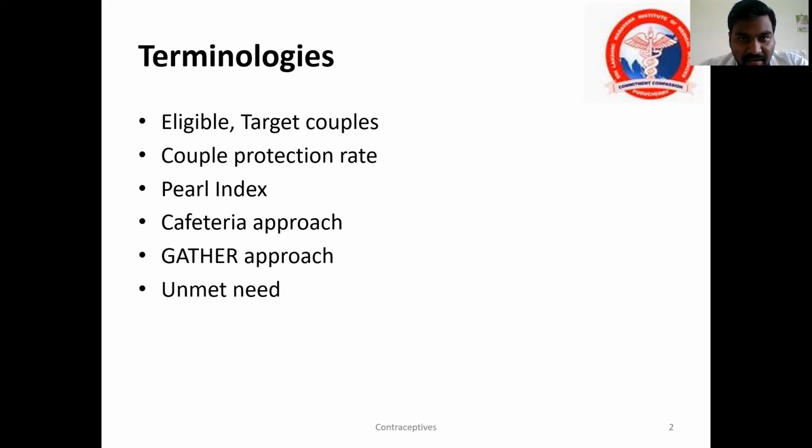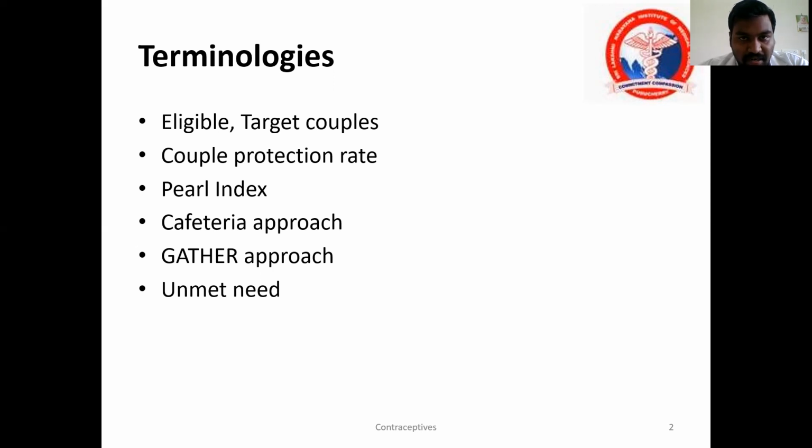In that case, even though the couple is adopting a contraceptive method, there is an effectiveness for each method. If they are adopting a barrier method, it will have only 50% effectiveness. If they are adopting IUD, it will be 95%. If they are adopting OCP, it is 100%. And if they are adopting sterilization, it is 100%. Based on that, the effective couple protection rate will be calculated.